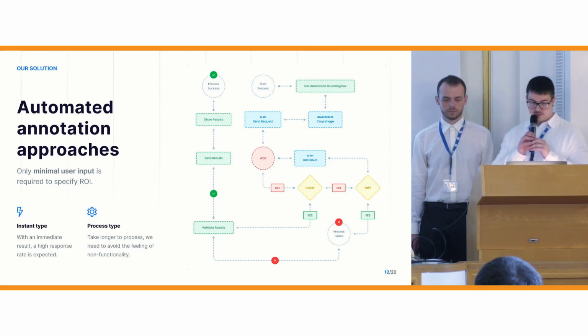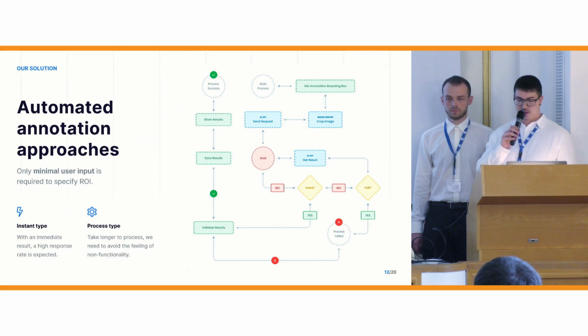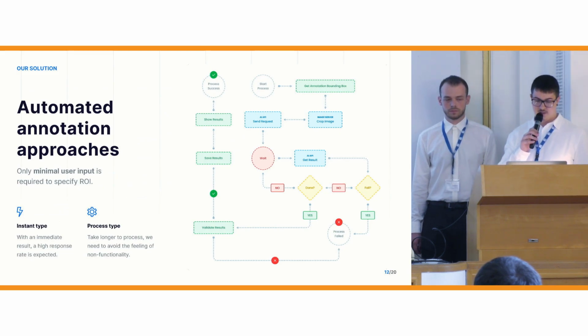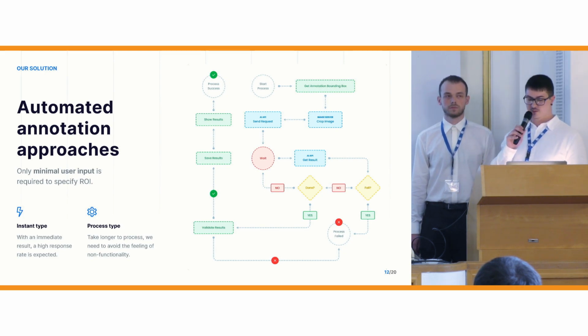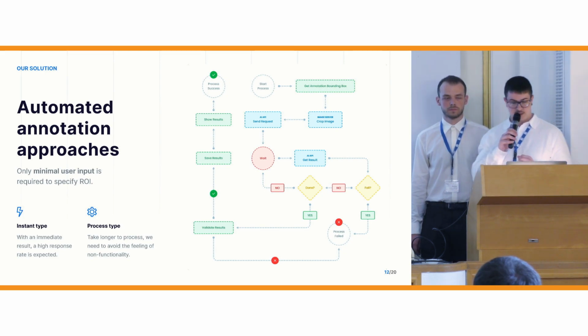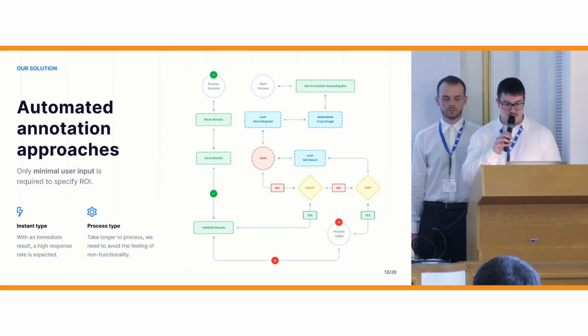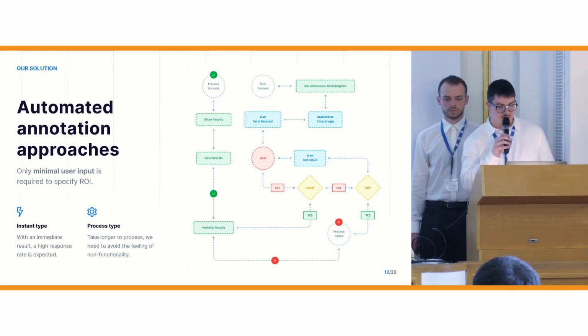Automated annotation approaches can be defined as annotations where only minimal user input is required to specify the domain or interaction that is used as input for the AI models. These methods are divided into two types of operations according to the speed of providing the result. In instant methods, a high response rate is expected. Process analysis takes longer, so we need to avoid the feeling of non-functionality.